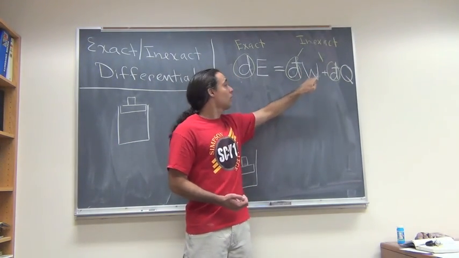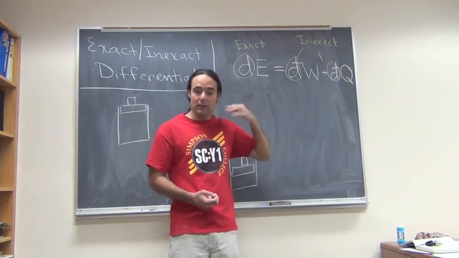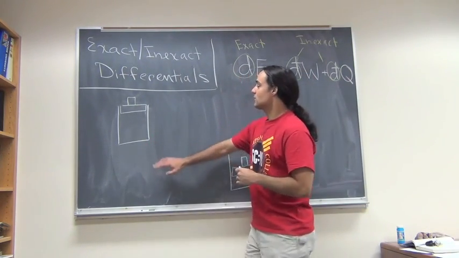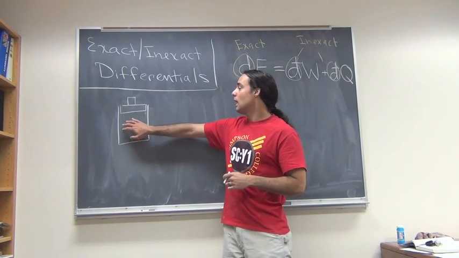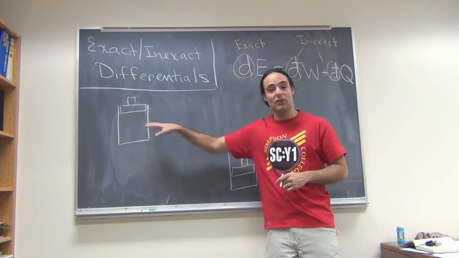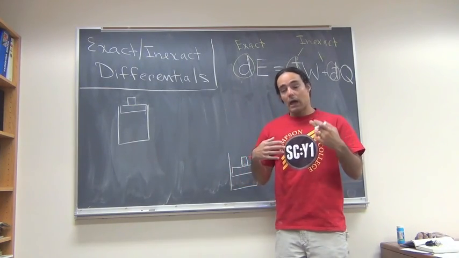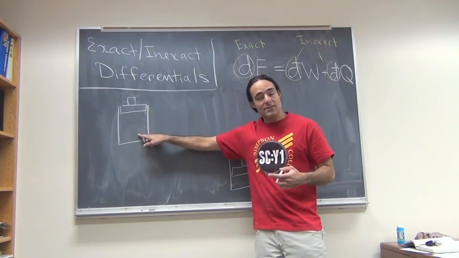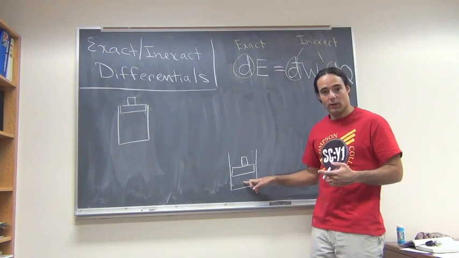So for example, let's just write out an example. Say I want to take a gas and I want to compress it. So I want to move my piston down. Well, I can take different paths to get from this point to that point.